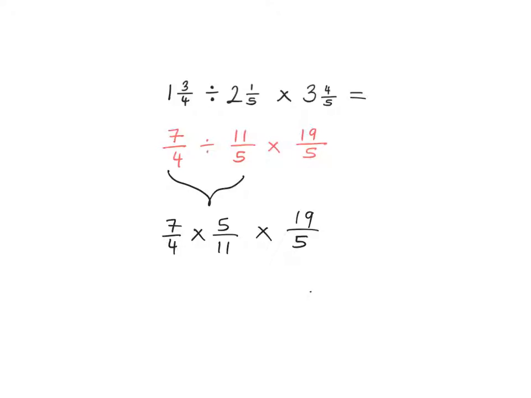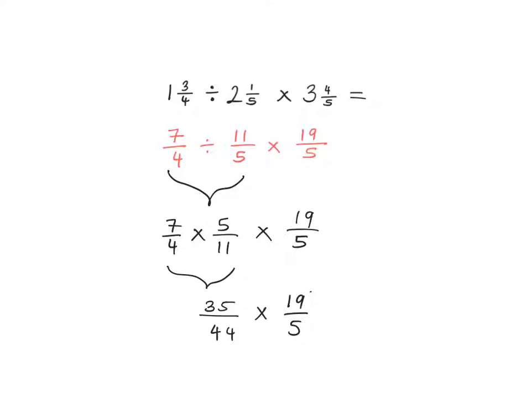Now what we can do, we can again just do it in parts or just do it in one go, whatever is easier. Well, let's do it in parts. It's much easier, I think. So I'll do this part first, which becomes 7 times 5 is 35. 4 times 11 is 44. And then I have the 19 over 5 left to multiply with.